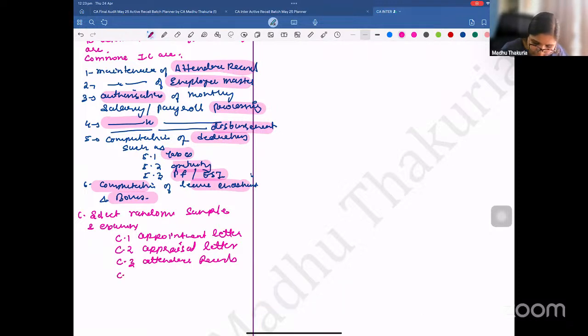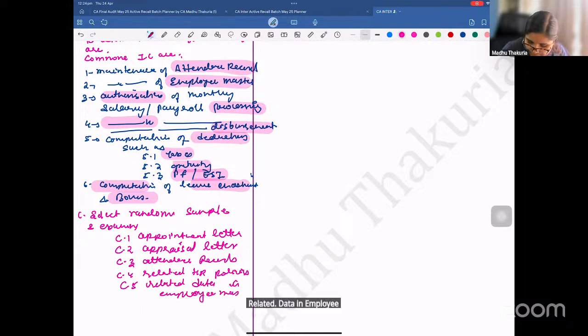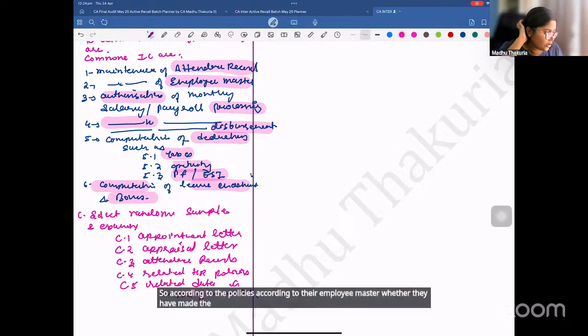Then you will check the related HR policies and related data in employee master. So according to the policies, according to their employee master, whether they have made the payment to that particular employee or not, right?